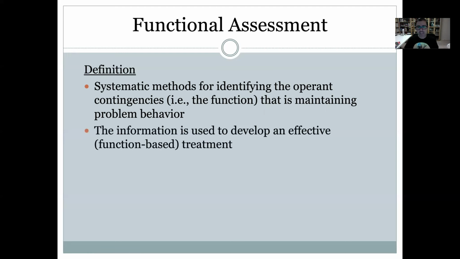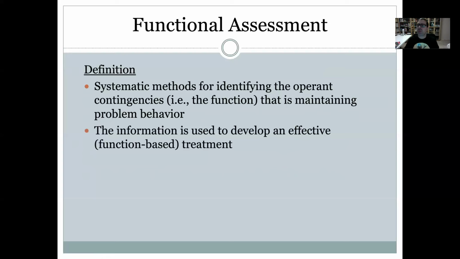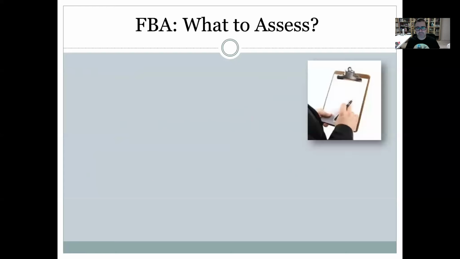Now, this information from your functional assessment is then used to develop an effective intervention. So we are going to now develop an effective treatment. We are going to be talking about the functional assessment in this chapter, and then later I'm going to start talking about components of treatment. So that's what the rest of the semester is going to look like, the different kinds of treatment that can be used for problem behavior.